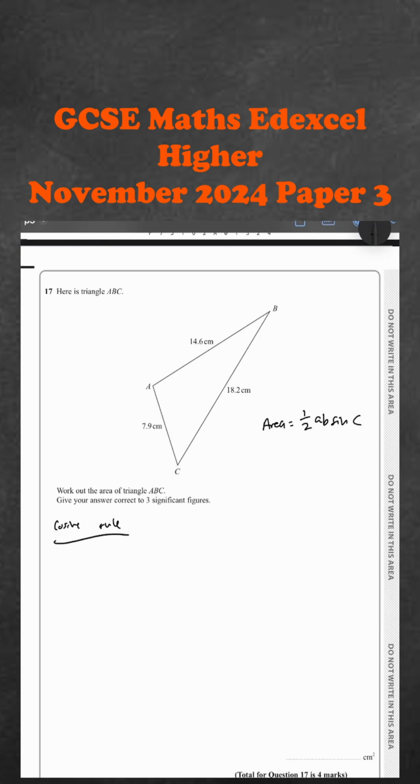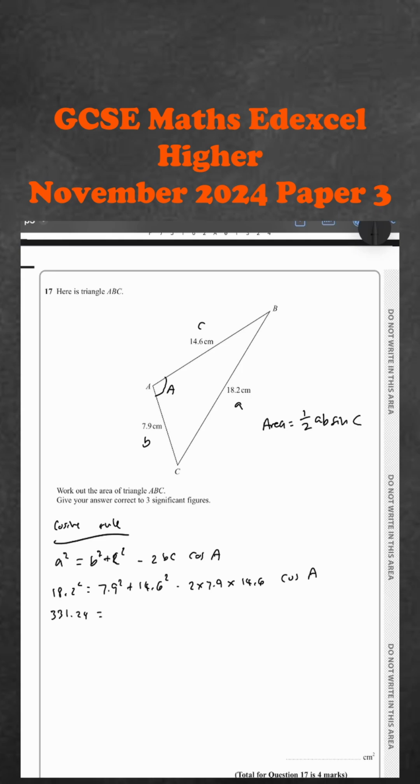So if we say this is side a, this is side b, and this is side c, we're going to say a squared equals b squared plus c squared minus 2bc cos A. And then obviously this is the angle we're trying to get, A. So a squared is 18.2 squared, b squared is 7.9 squared, c squared 14.6 squared, minus 2 times 7.9 times 14.6 cos A.